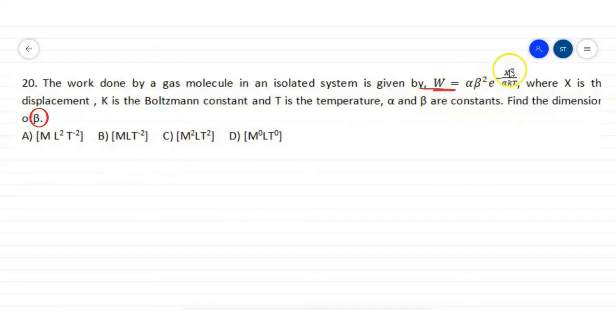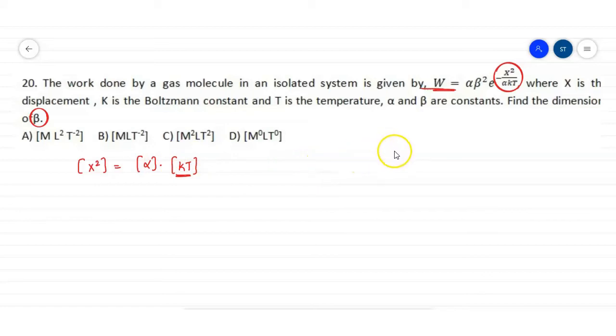So here the first thing which I am going to use is power of any number. Power of any number has to be dimensionless. So from that point I can say dimension of x square should be equal to dimension of alpha into dimension of kT. Why I am writing it combinedly, I will explain it.